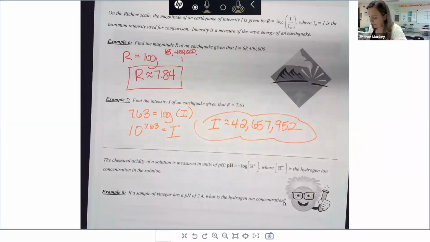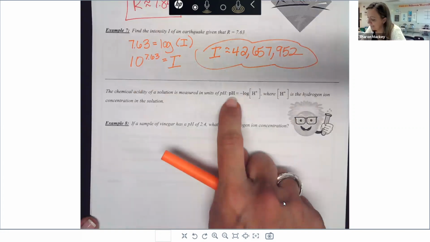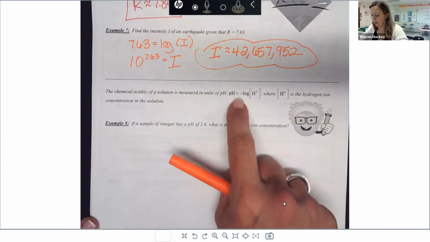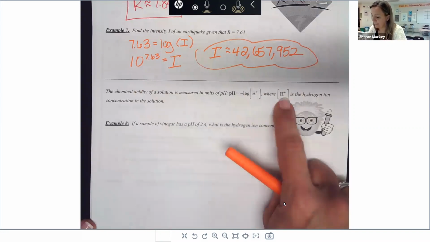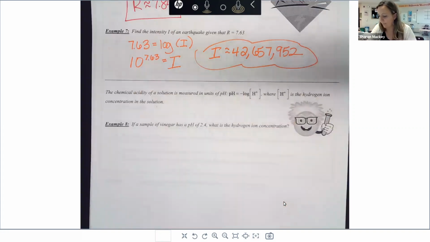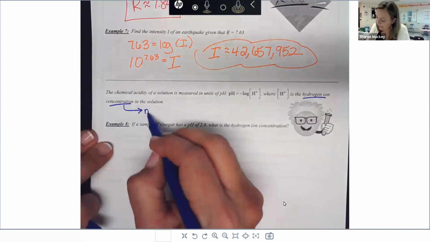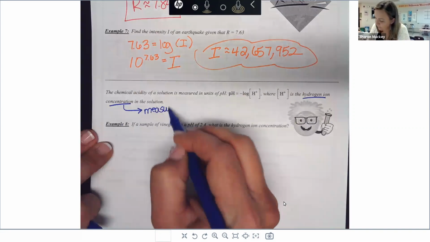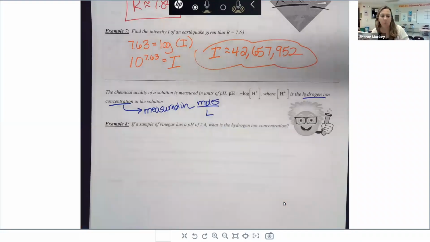The last thing is the chemical acidity of a solution is measured in units of pH. Here's another place where logs pop up. The pH is the opposite of the common log of the hydrogen ion. Okay, so the H plus is the hydrogen ion concentration in the solution. One little fun fact about the hydrogen ion concentration is this is often measured in moles per liter. Just so you know what kind of unit to put for those, okay?